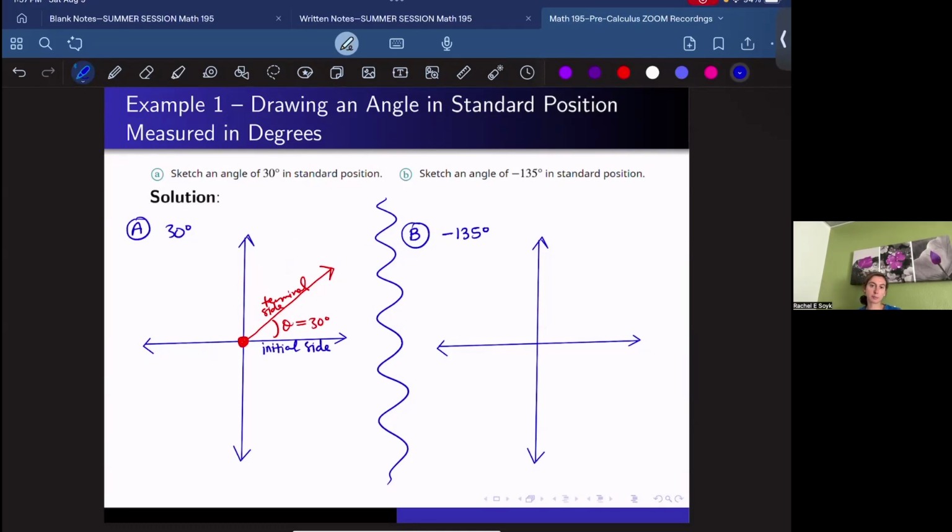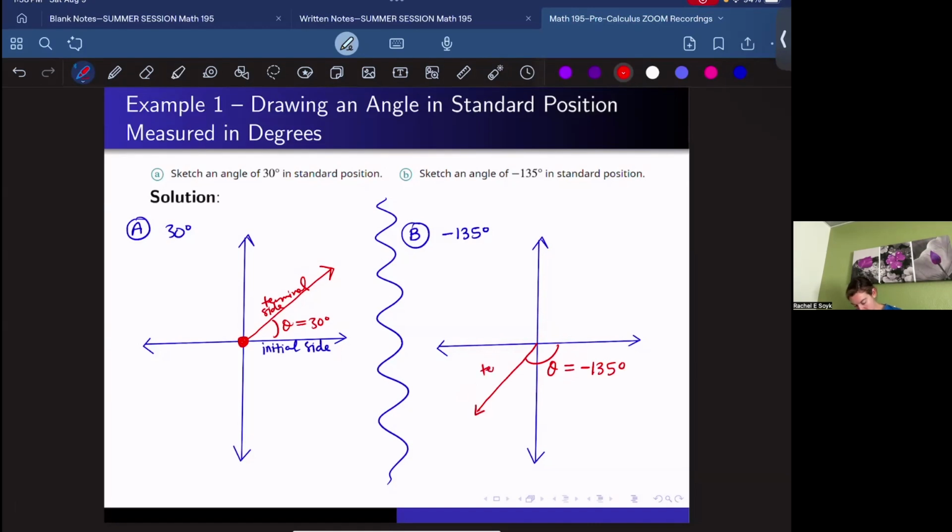Now, negative 135, we want to go clockwise. We know that this whole quadrant gives you negative 90, and then negative 90 plus what number gives you negative 135? An additional 45, which is half of 90, so half of a quadrant. So we know our terminal side now is going to be at this halfway marker. And now we're looking at this angle being negative 135.